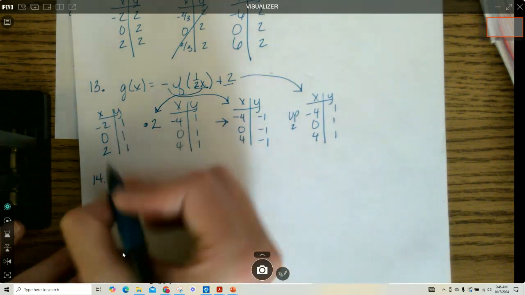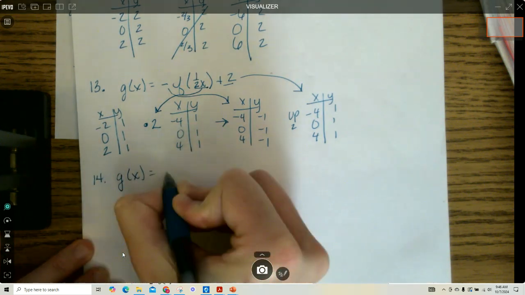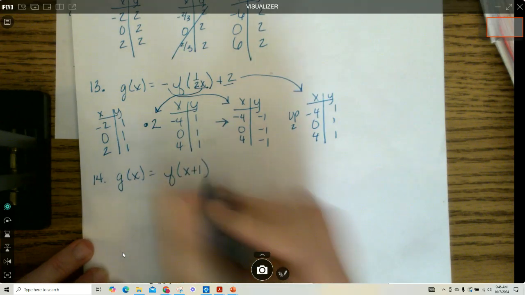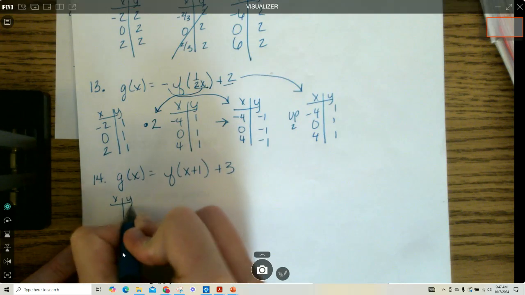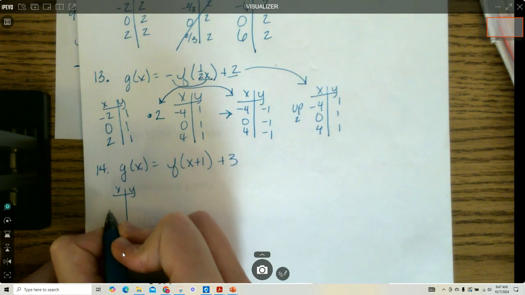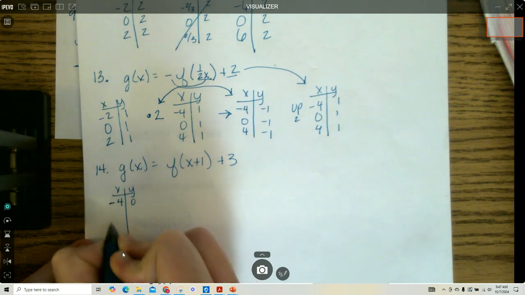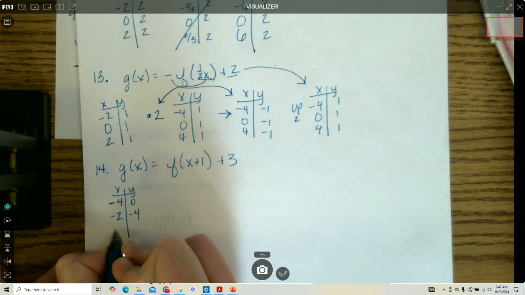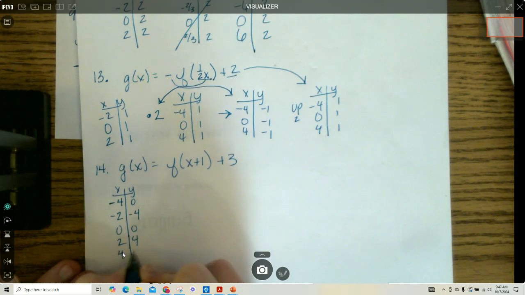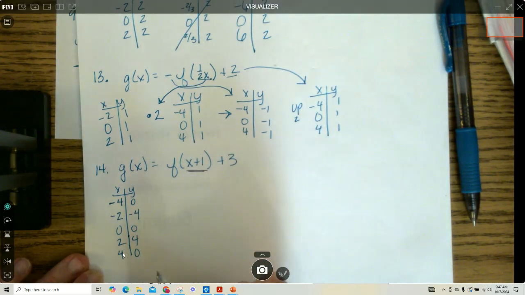Use the graph of y equals f of x to graph the function g of x equals f of (x minus 1) plus 3. Okay. What are your points? It's a zigzag. Negative 4, 0. Okay. Negative 2, negative 4. 0, 0. 2, 4. 4, 0. Okay. So first up would be this piece.